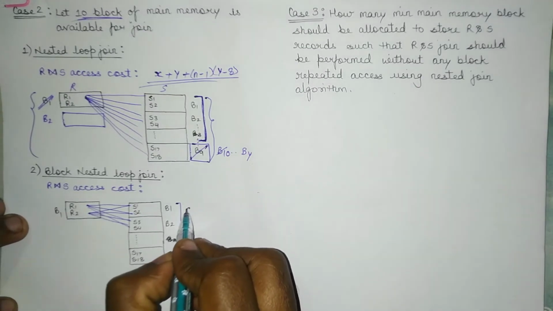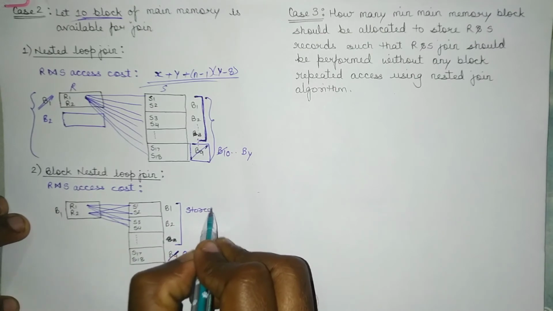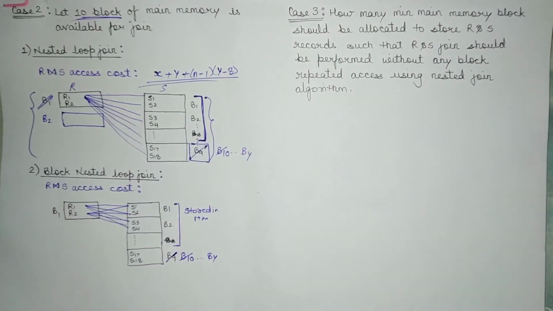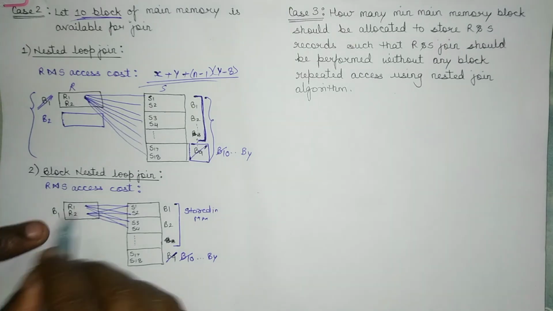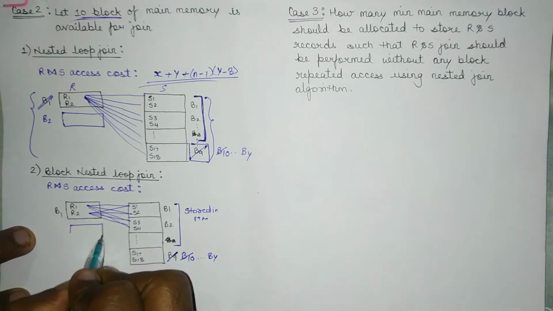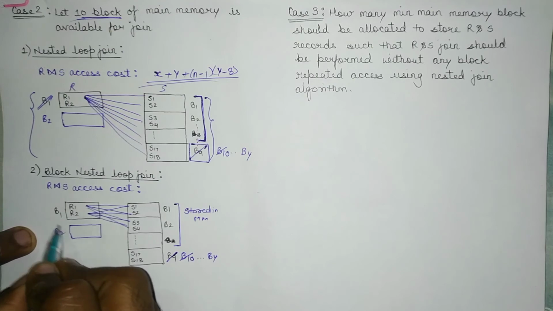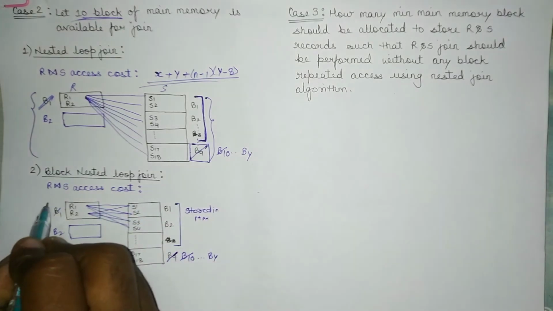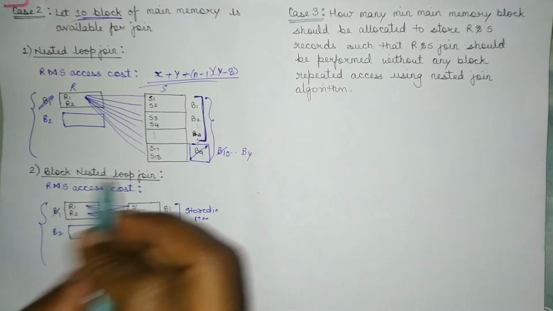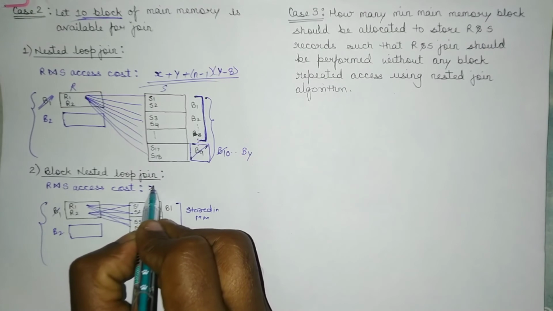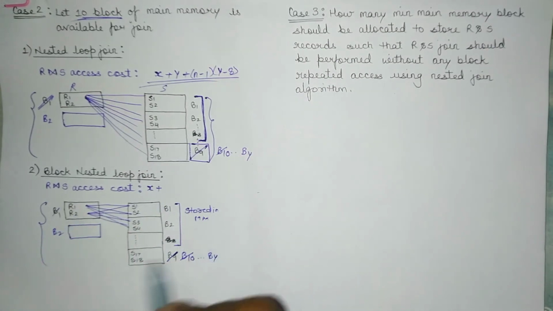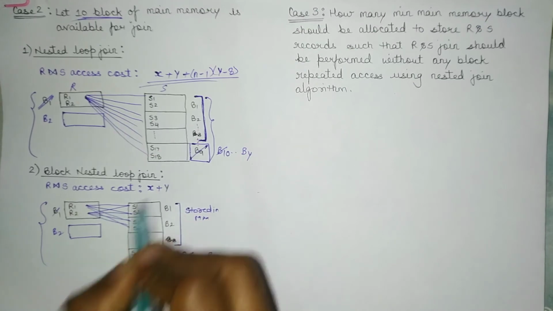So these are stored in main memory, just like these 8 blocks. Now once this is done, we will be inserting a new block B2 and replacing this B1. So here you can see what will be the difference. We have to access all these X blocks of relation R. So this will be X, plus for the first time we have to access all the Y blocks. So this will be Y.